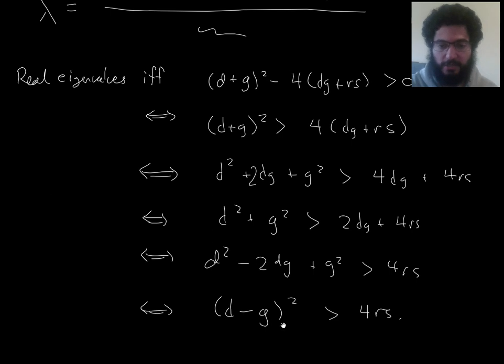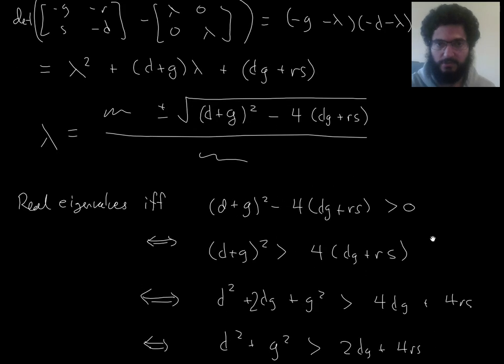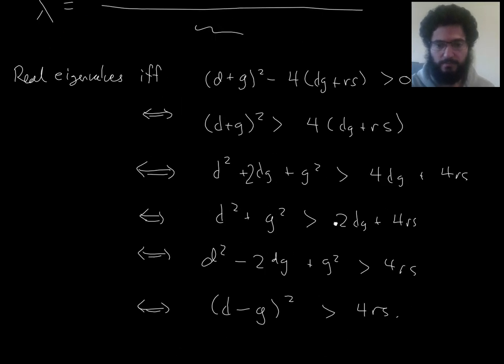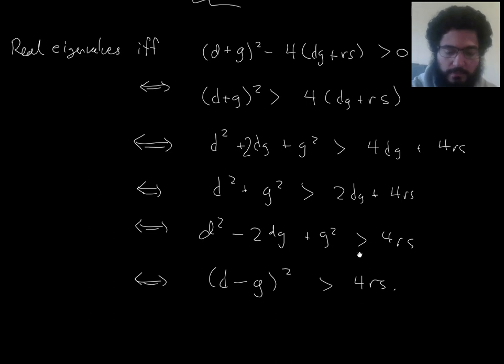Okay, so that's a pretty special case, but chances are if you randomly picked d, g, r, and s that either this is bigger than that or the other way around. So then, depending on d, g, r, and s, you could have oscillating solutions, or you could have a node type thing, a stable node. So you either have stable spiral or stable node. Let's see if we can interpret this somehow.